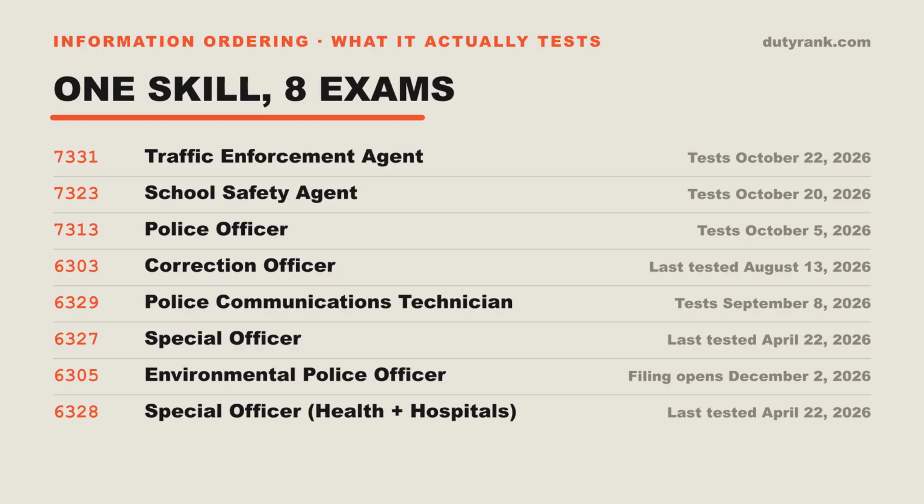Police communications technician, 6329. Special officer, 6327. Environmental police officer, 6305. Special officer, health and hospitals, 6328. Different jobs, different notices, different agencies. The same skill on all of them. Which means the practice you put in here is not spent on one application. It follows you to every other exam on that list.